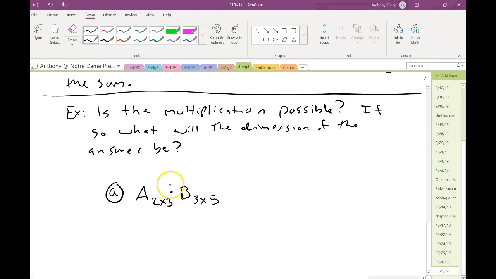So let's say I take a 2 by 3 matrix and multiply it by a 3 by 5 matrix. Is that possible? Well, the columns in matrix A are the same as the rows in matrix B. So yes, we can do that multiplication. So my answer, I'm going to call it matrix C. What will the dimension of our answer be? It'll be 2 by 5.